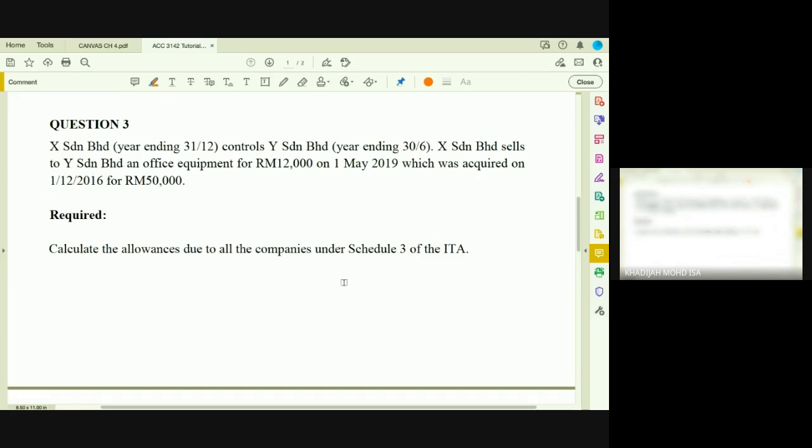All right, we have X Sdn Bhd, year end 31st December, which controls Y Sdn Bhd, year end 30th of June. X Sdn Bhd sells to Y an office equipment of 12,000 on 1st May 2019, which was acquired on 1st December for 50,000. So let's look at the information. You have year end 31st December, 30th of June. You have equipment disposed on 1st of May. It was acquired for 50,000 on 1st December 2016, right?